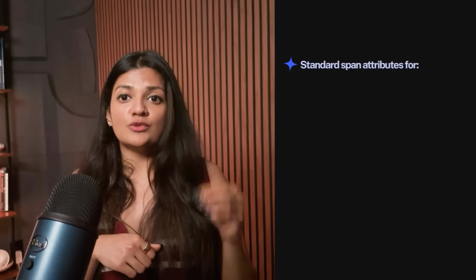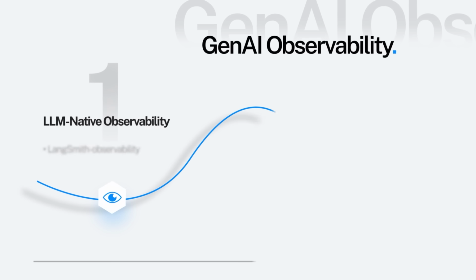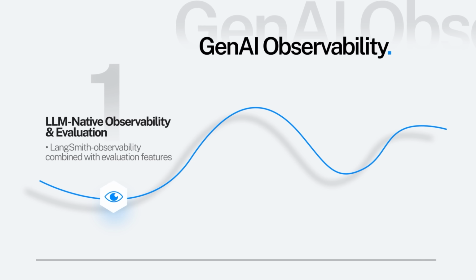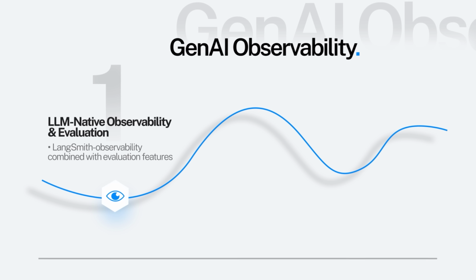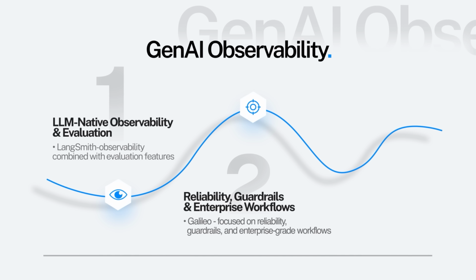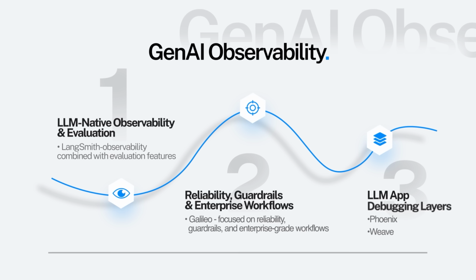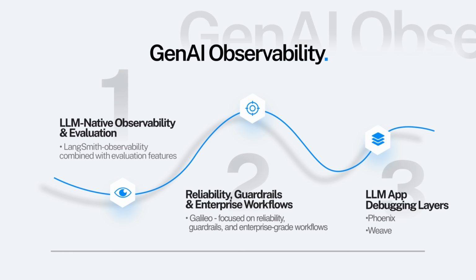Then OpenInference adds conventions specific to LLM tracing. Standard span attributes for prompts, retrieval, tool calls, and model invocations. This is essential for debugging hallucinations and tool misuse. For LLM native platforms, LangSmith does observability alongside its evaluation features. Now, Galileo is positioned around reliability, guardrails, and enterprise workflows. Then Phoenix and Weave are useful as LLM application debugging layer options.